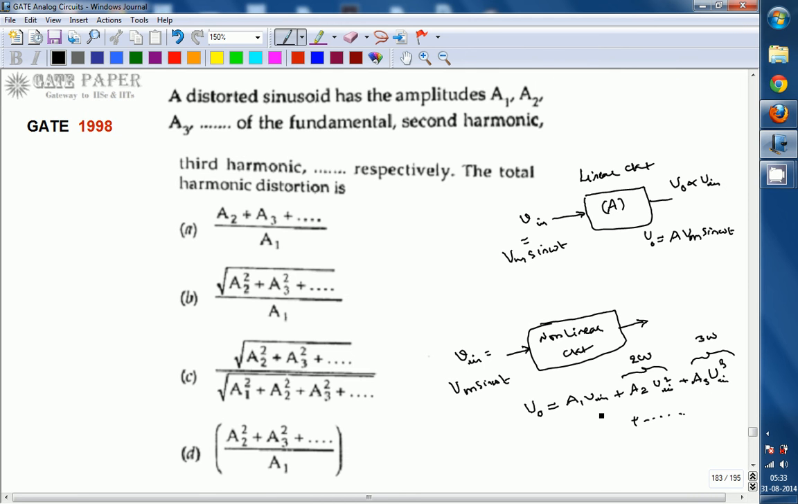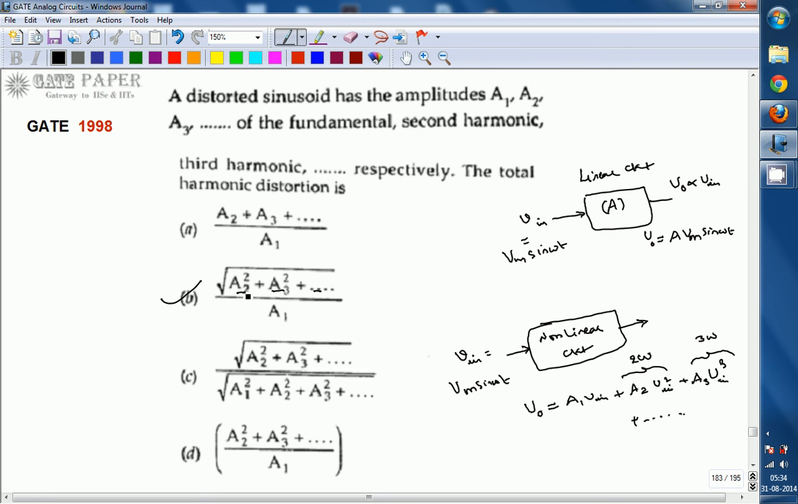Now the output signal gets distorted due to various harmonic frequency components, and the total harmonic distortion is the effective distortion due to all individual harmonic components, and this is the right expression for it. The total harmonic distortion is the effective distortion due to all individual harmonic components, that is A2 square, A3 square, A4 square, like this. All individual harmonic components get added, and that gives the total harmonic distortion.